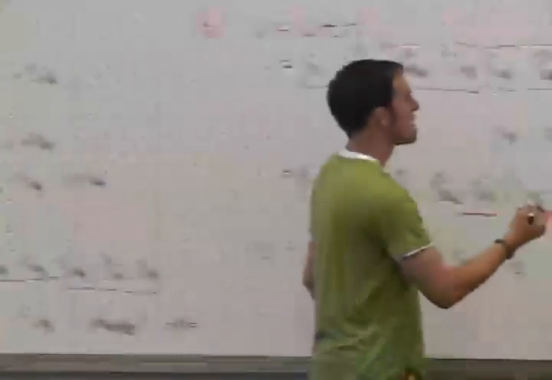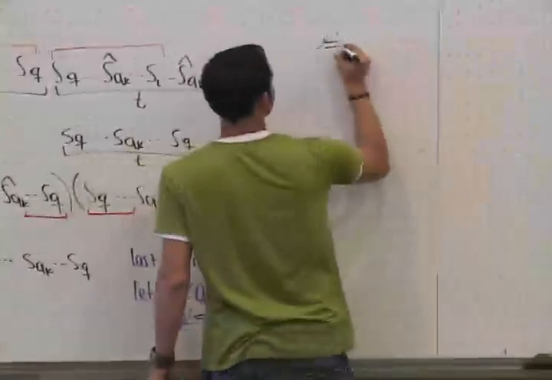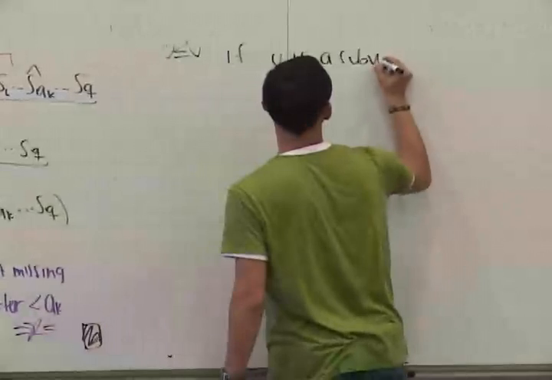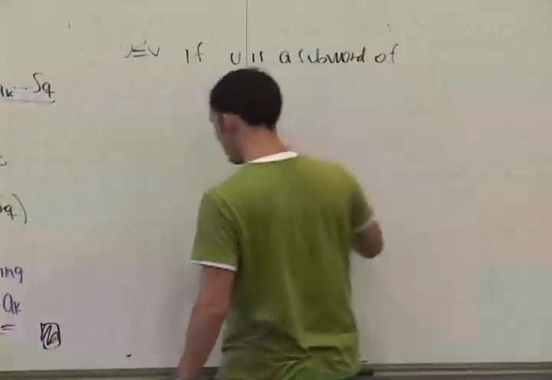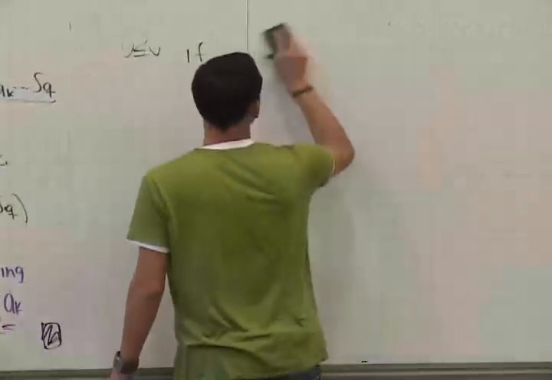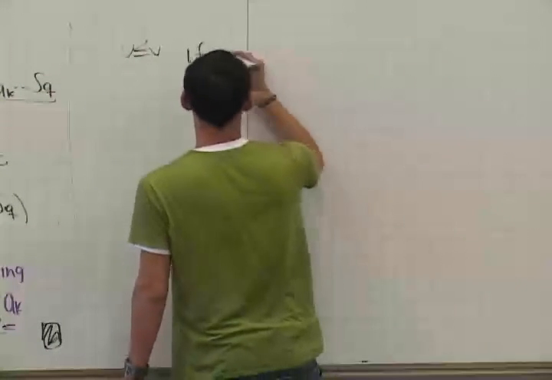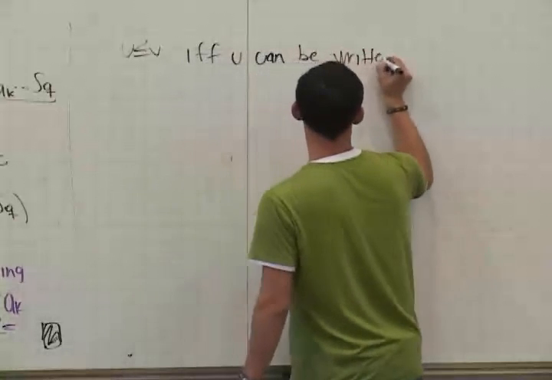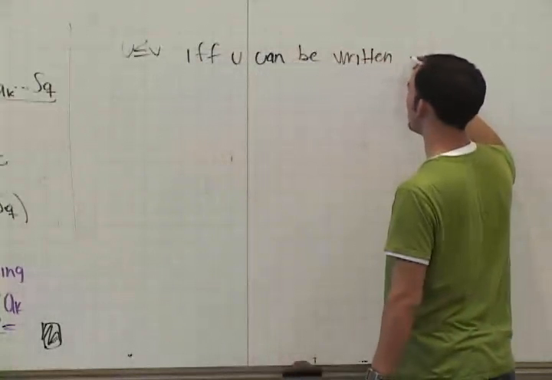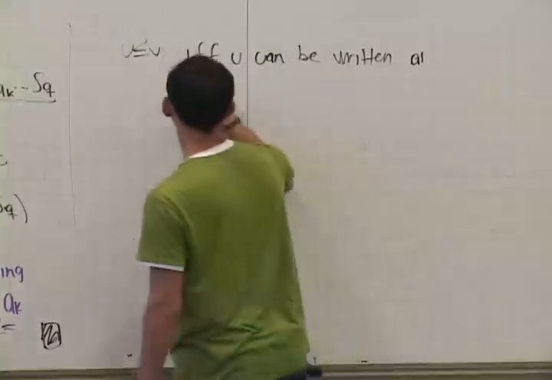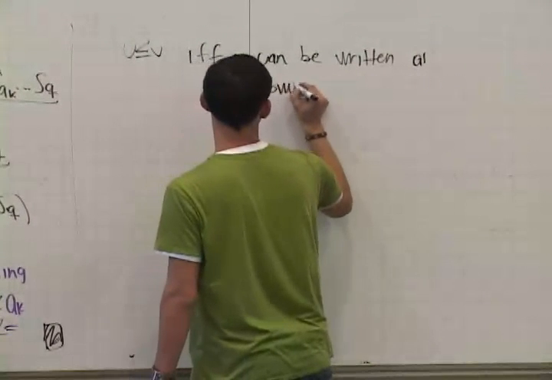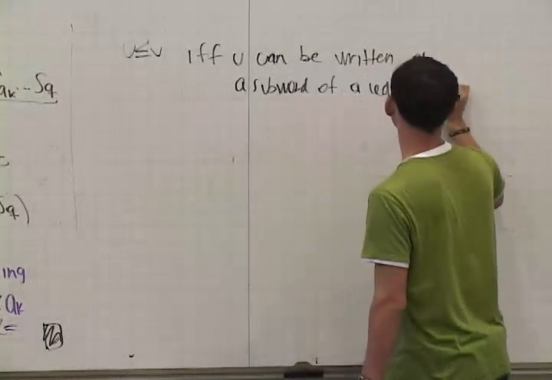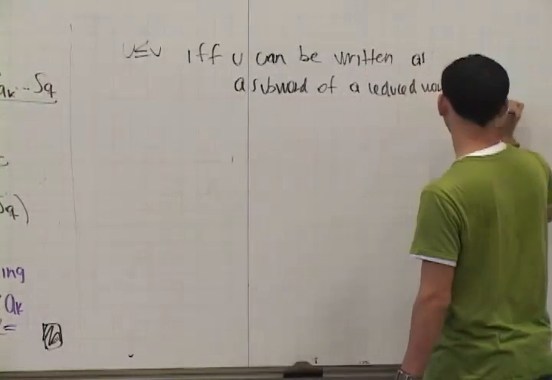So summary, U is less than or equal to V if U is a subword of V, or U can be written... Have to be a little bit careful there. If and only if U can be written as a subword of a reduced word for V.